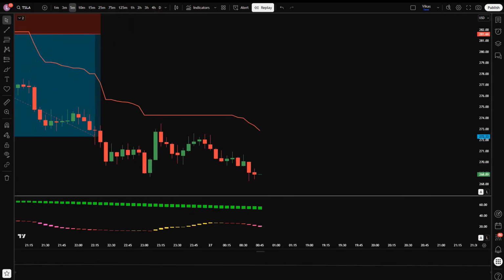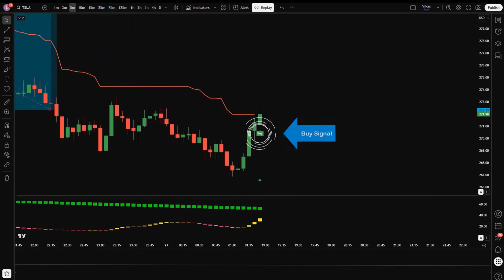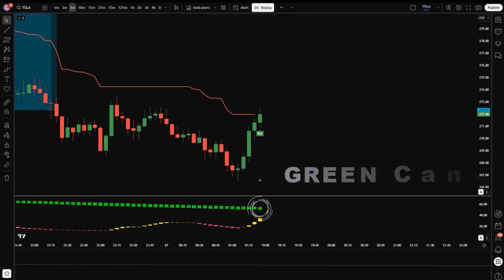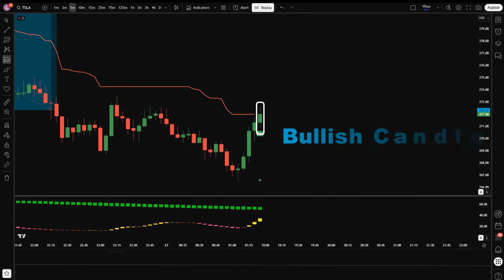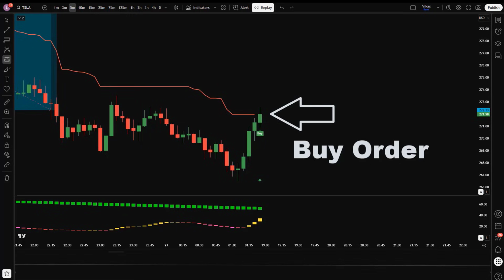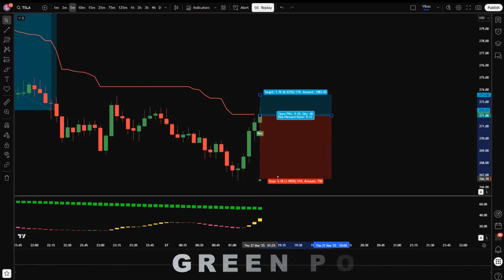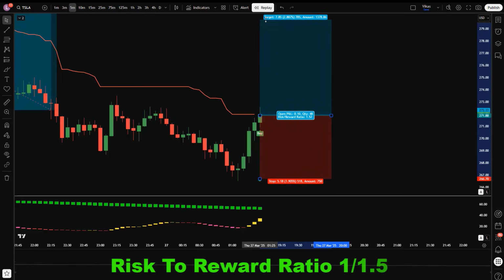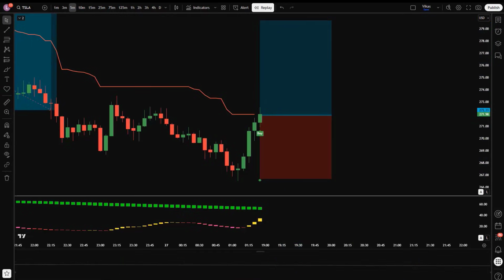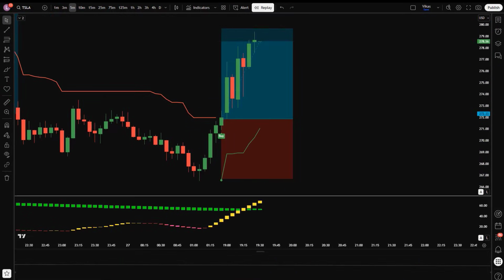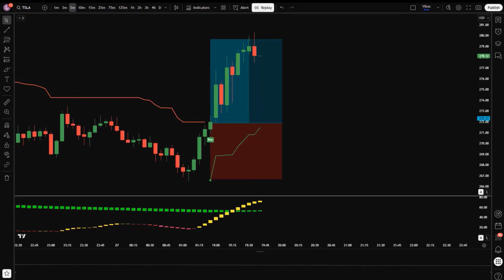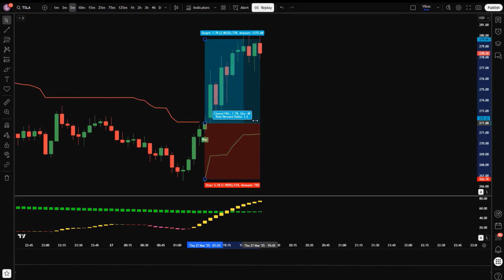Let us now understand the long position. When the ADX with RSI reversals indicator gives us a buy signal, the green candle of L3 Banker Fund should be above the yellow candle, and the market should form a bullish candle. If this condition is fulfilled, then we will place a buy order. Our stop loss should be at the green point, and the risk to reward ratio will be 1:1.5. The market has completely hit the target. I hope you have understood this trading strategy.